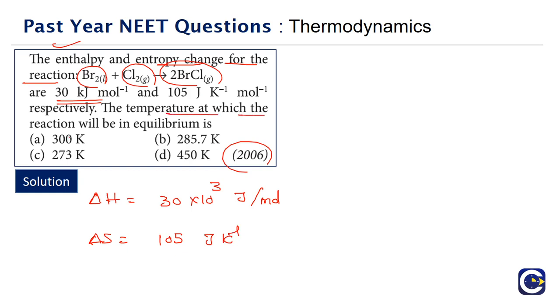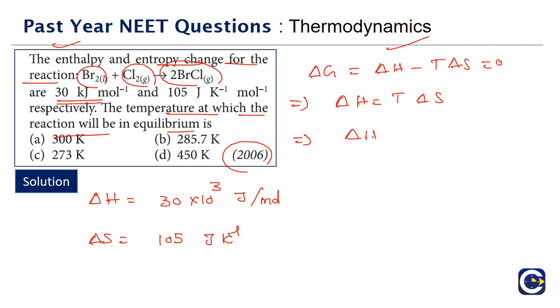The question asks for the temperature at which the reaction will be in equilibrium. I think we have seen this model of question quite often in the NEET examination. Quite a number of years this model of question has come. So for equilibrium, del G must be equal to 0. Del G is given by the Gibbs Helmholtz equation, del H minus T del S. So del H will be equal to T delta S, which means del H by del S will be equal to the temperature.